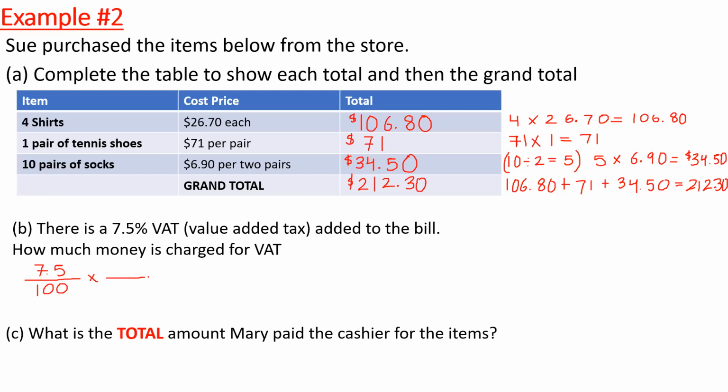$212.30 over 1. Very good. $212 and what? 30 cents. 30 cents over 1. That's going to be equal to 7.5 times 212.30. What do we get when we multiply them?